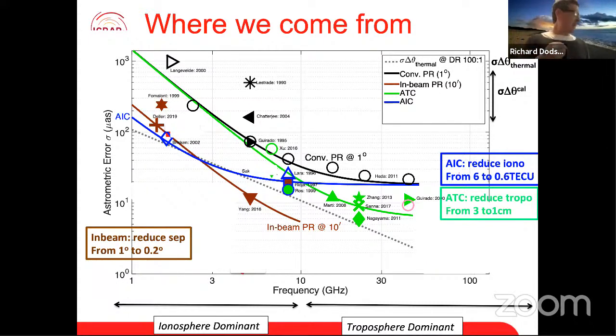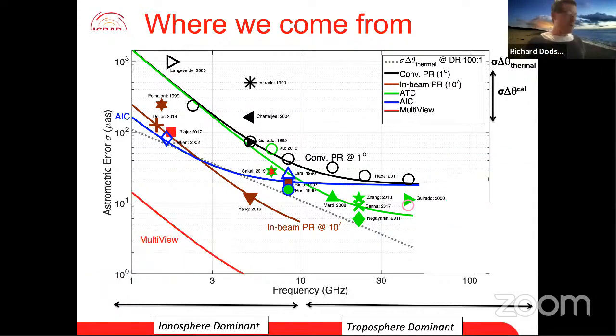That's to be compared with in-beam phase referencing, where you simply found a calibrator that is closer, and you've used that nearby position to do the beam dilution. And then finally, we plot the errors for the multi-view method that we've been developing, and you can see that's well below any of these.